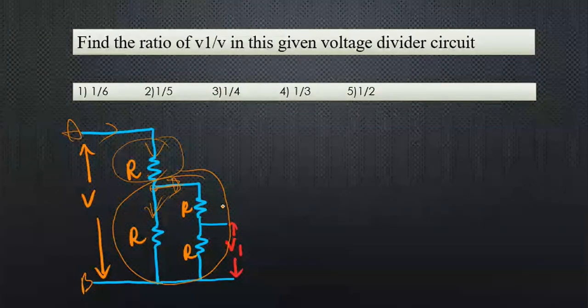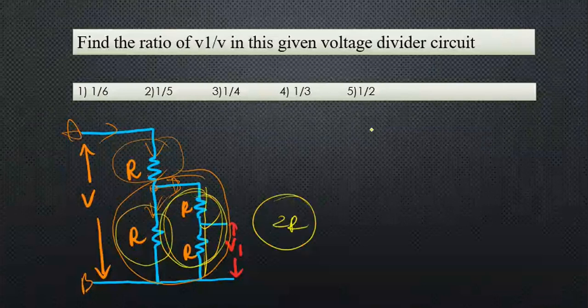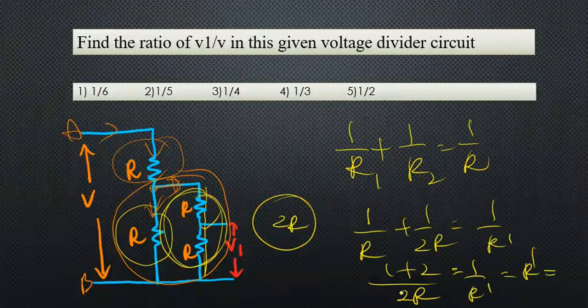Initially these two resistors are in series. When resistors are in series, we can directly add them, so it's 2R there. Now we have 2R here and R here. These two are parallel. For parallel resistors we use 1 over R1 plus 1 over R2 equals 1 over R. So 1 over R plus 1 over 2R. Let's take the resultant value R dash, then with common denominator 2R, 1 plus 2 equals 1 over R dash. Taking the reciprocal, R dash equals 2R over 3.